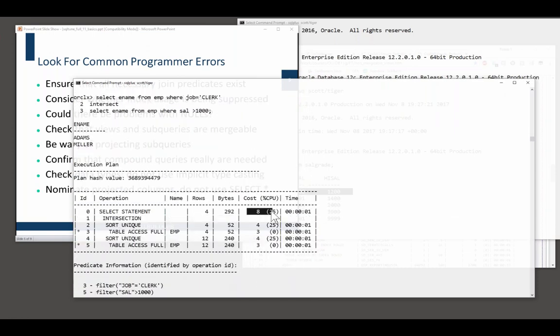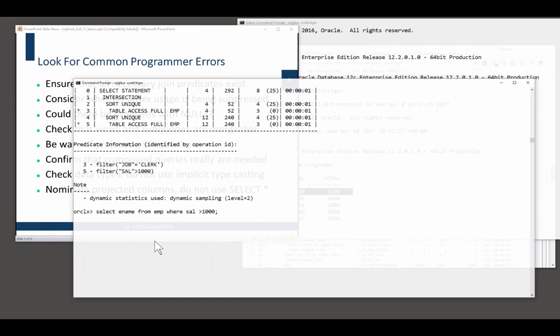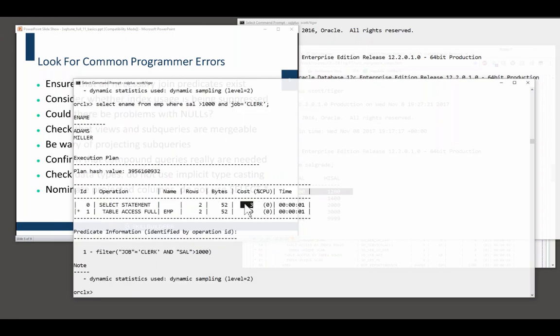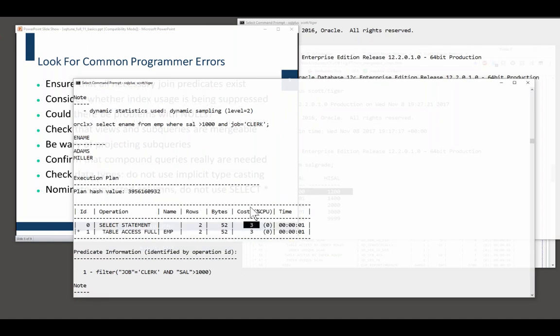Cost has gone up. Whereas if we modify the query properly, and we do a proper job, and job equals clerk, so we bite the bullet and we rewrite that 500-line query, then we get the same answer for much lower cost. But it's more important than that.